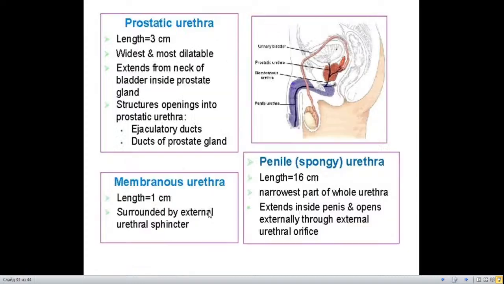Next, on this slide are presented the prostatic urethra, membranous urethra, and spongy urethra. Reflect please this information in your notes.